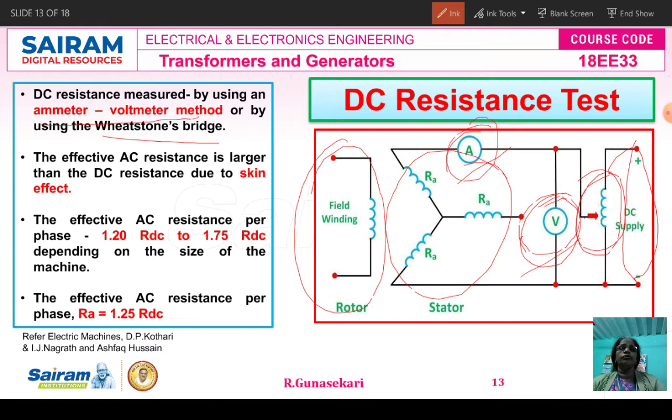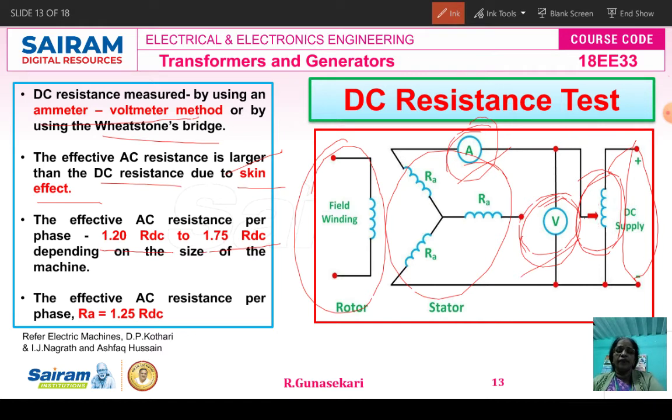The effective value of the AC resistance of the armature of the synchronous generator is larger than the DC resistance because of skin effect. The effective value of AC resistance per phase mainly depends on the size of the machine. RA is equal to 1.20 RDC to 1.75 RDC.